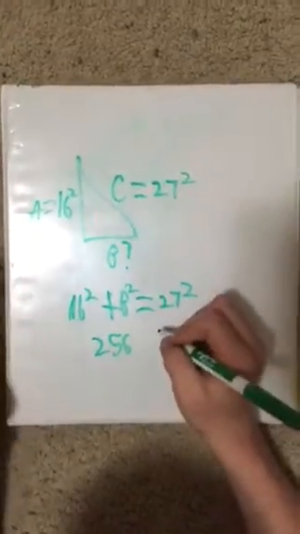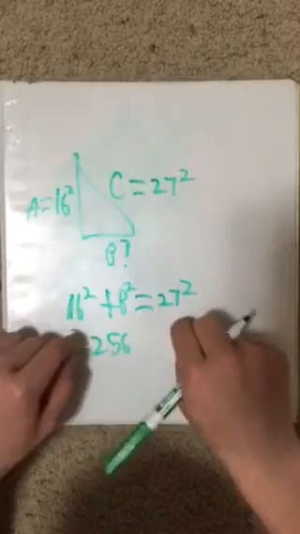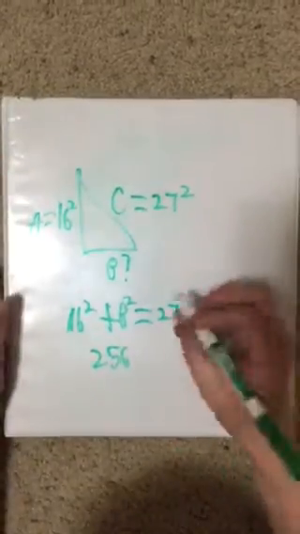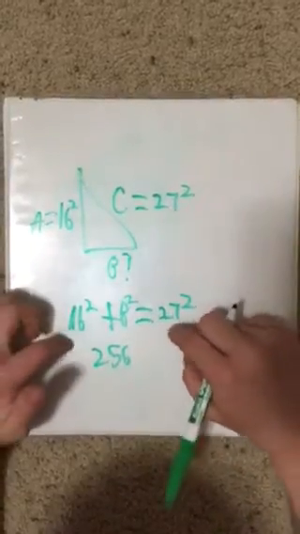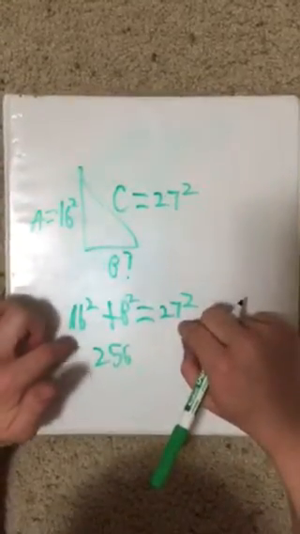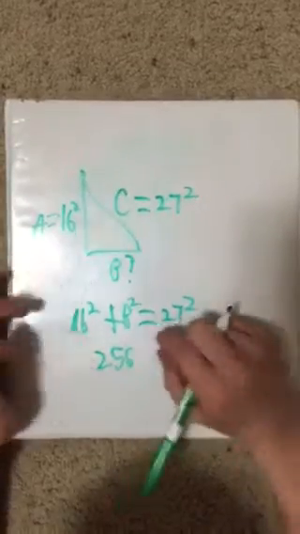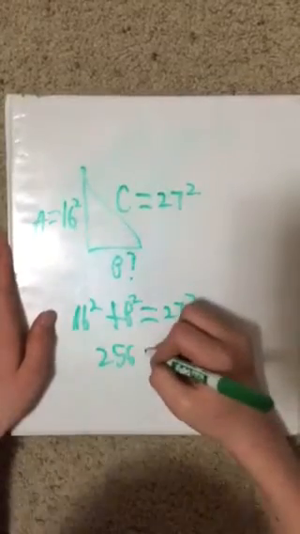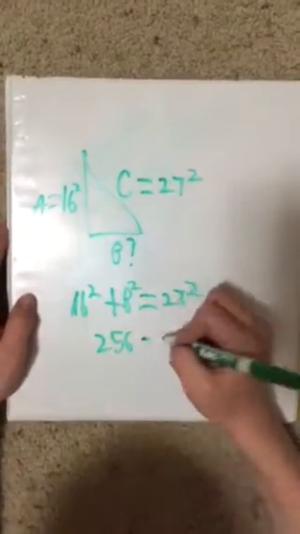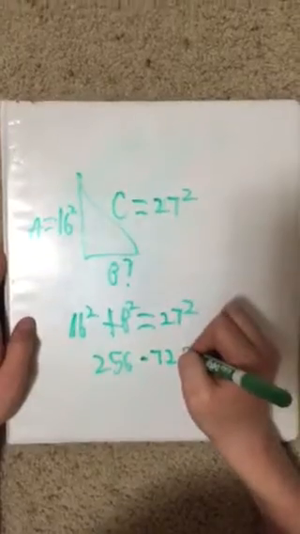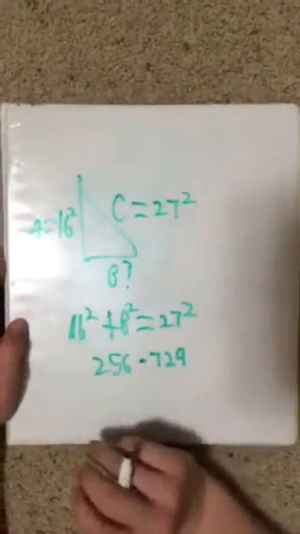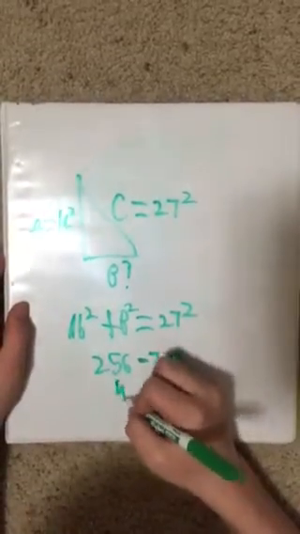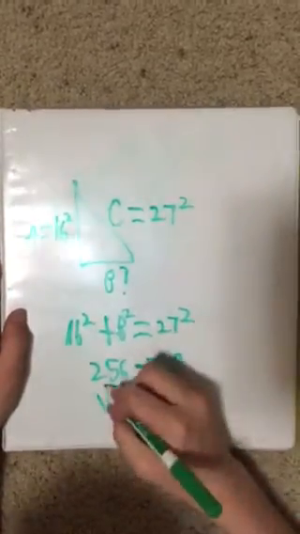Now you have to subtract and then square root to get b by itself. This is the answer for c, and then this is what you have to add, so in order to figure out what you have to add to this, you have to subtract. Alright, so 27 squared is 729. So 729 minus 256 is 473, and you have to square root it.